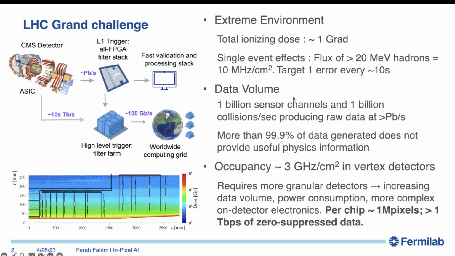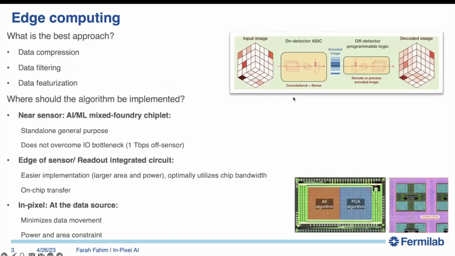Okay, so given this grand challenge that we have with LHC detectors, we are looking at how we can do integrated sensing and edge computing. And then we ask ourselves the question, what's the best approach to edge computing? Should we be doing data compression? Should we be doing data filtering? Should we be doing data featurization? And whatever we choose to do, where should this algorithm be implemented?